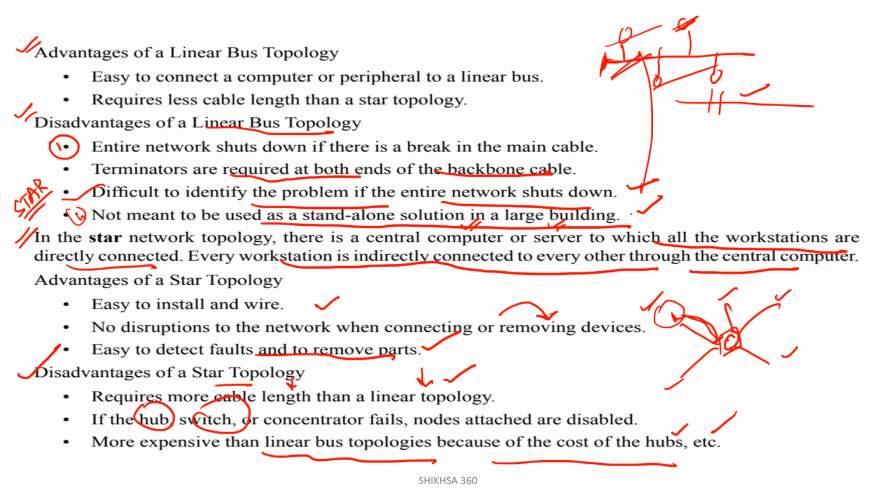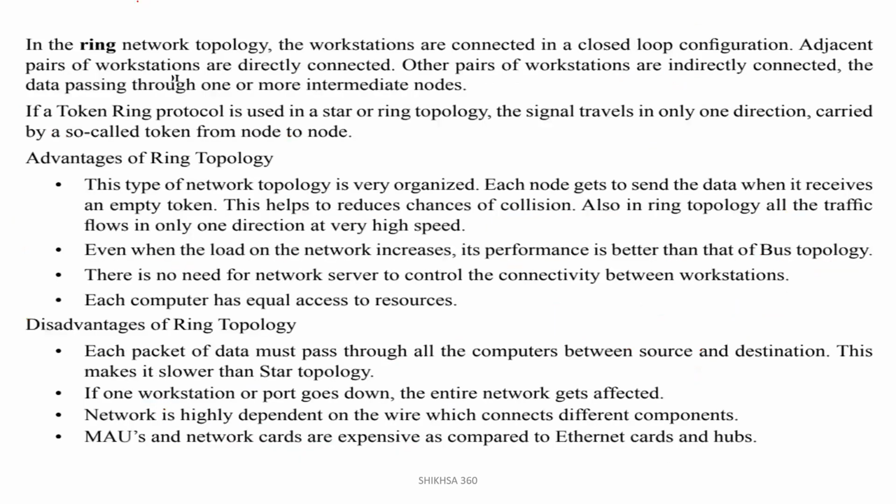So that is regarding the star network topology. Now move to the next one, the ring topology. Ring topology is like this, in the form of a ring. In the ring network topology, the workstations are connected in a closed loop configuration. Clear?